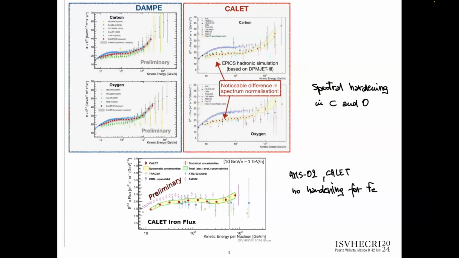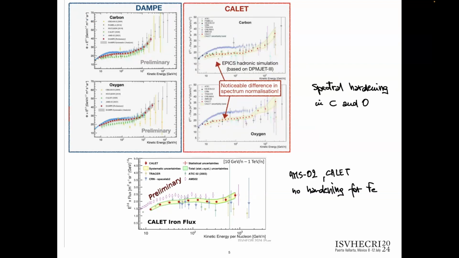The same things have been shown for different elements like carbon and oxygen. Again, this is a comparison of CALET with DAMPE, and you see that they are quite compatible. And in the bottom plot, you see the iron flux from CALET.